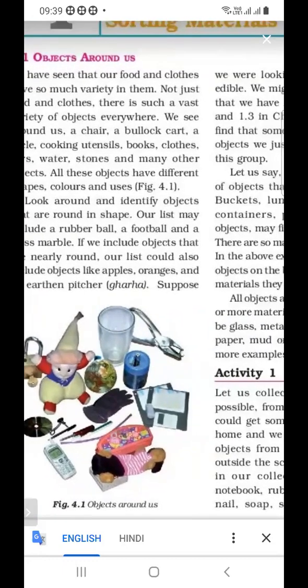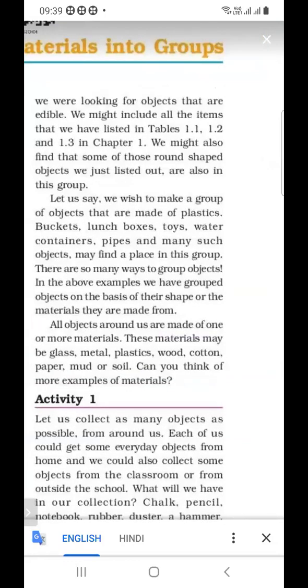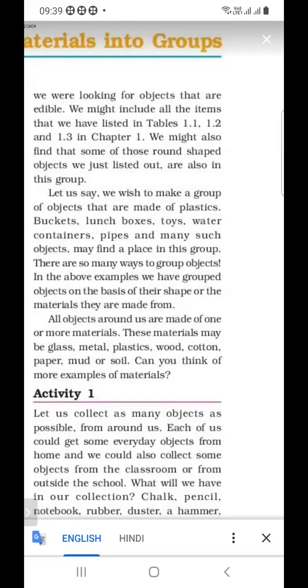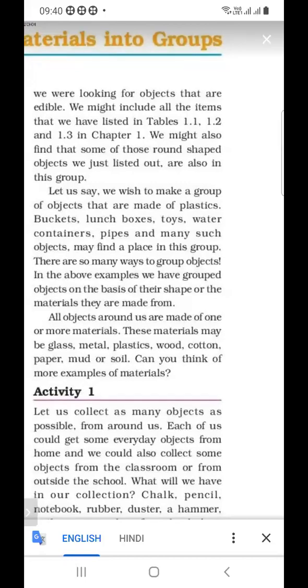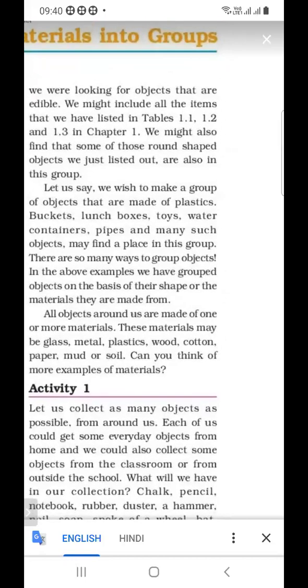Next, we were looking for the objects that were edible. So what do we mean by edible? The eatable part of any plant or anything is called edible. We might also find that some of these round shape objects that we just listed are also in this group. So we have to make a group of objects that are made up of plastic.